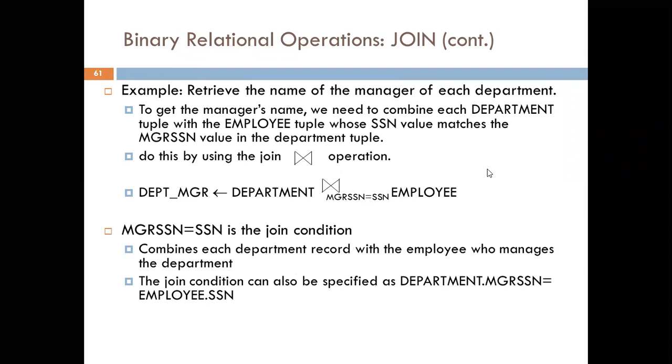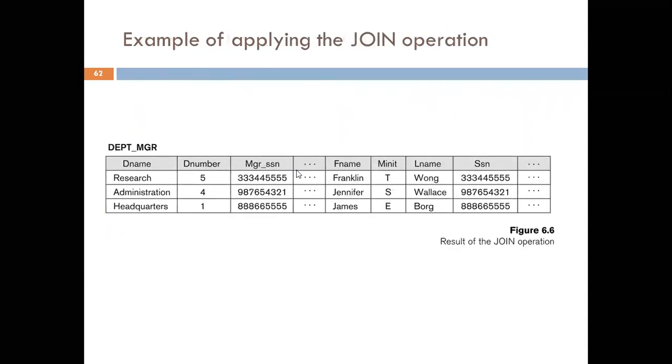So the join condition can also be specified as department.mgrssn is equal to employee.ssn. So this is how we specify it in a SQL query. So this is the result of that particular join operation. All these queries and examples, you need to refer to the company schema as well as the data which I had given very earlier. So you have to check that. Based on that only, you have to write the queries and observe the results.